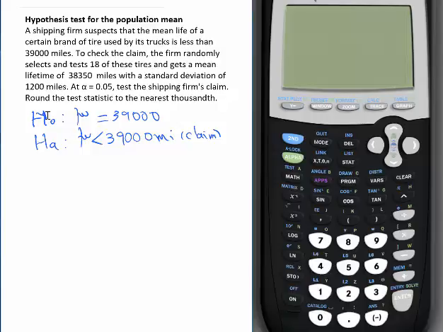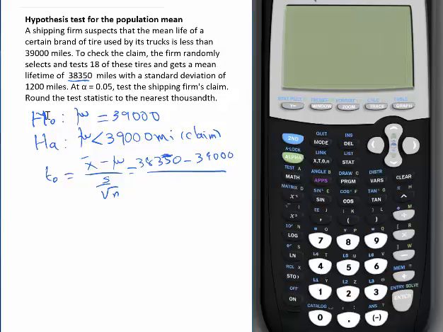The second step is to calculate the test statistic. The test statistic is called T0, and it has a formula which I will provide you on the test, which is x bar minus the mean divided by s over square root of n. X bar is the sample mean, it's right there, which is 38,350 minus the mean. We assume the null hypothesis is true for now, and we see what kind of results we're going to get based on this assumption. So it is 39,000.